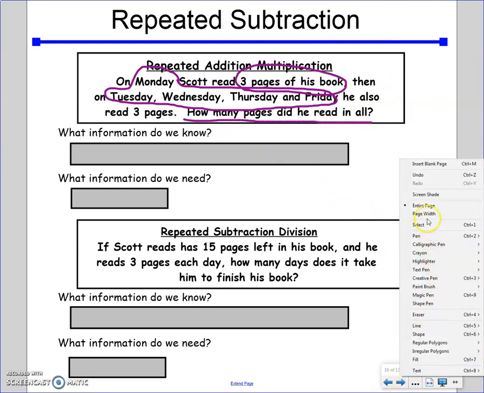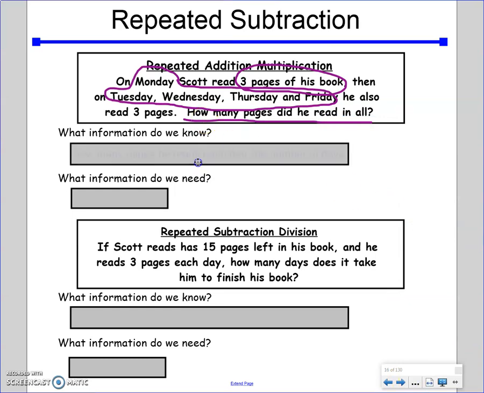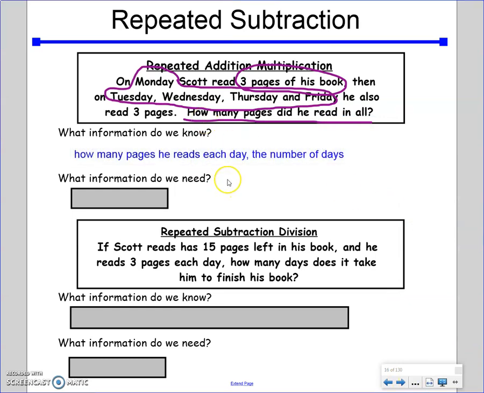So, to recap, what we know is how many pages he read every day, and we know the number of days. But what we still need to find out is the total pages. This is a repeated addition multiplication problem because we do not know the total. We're trying to find the total amount that the action happened.